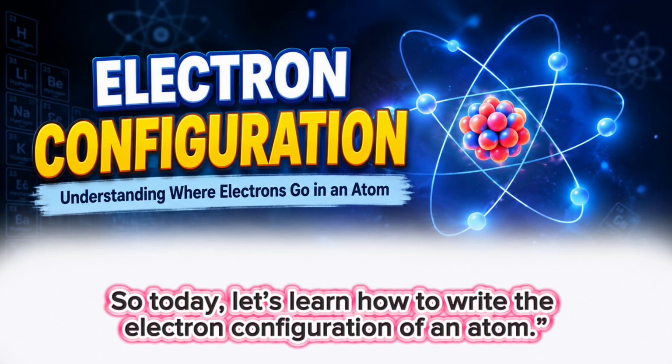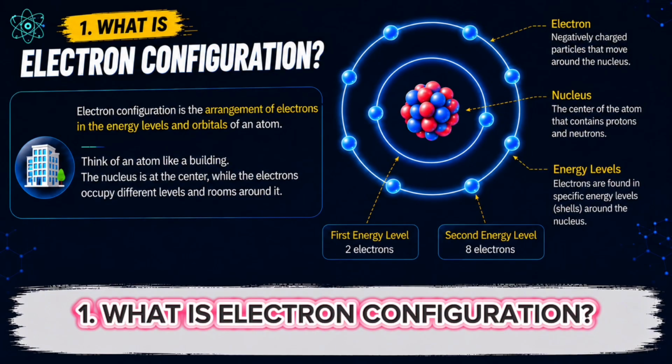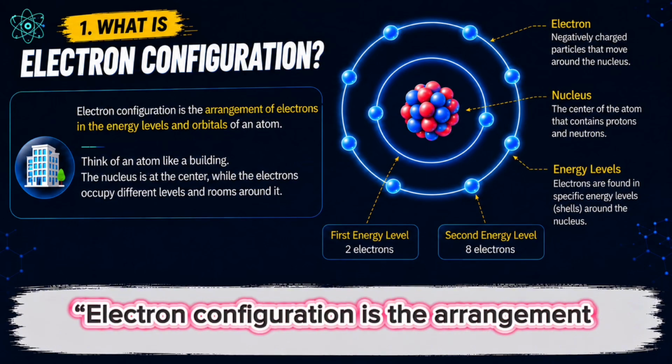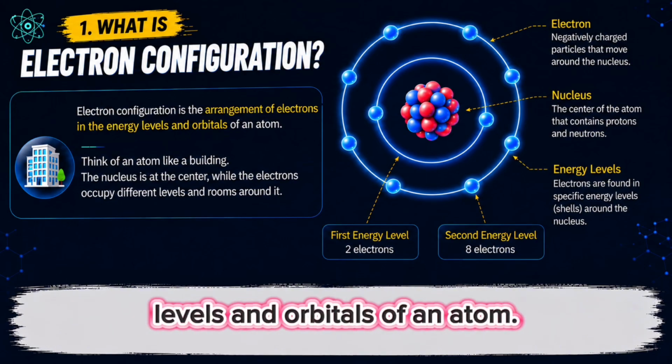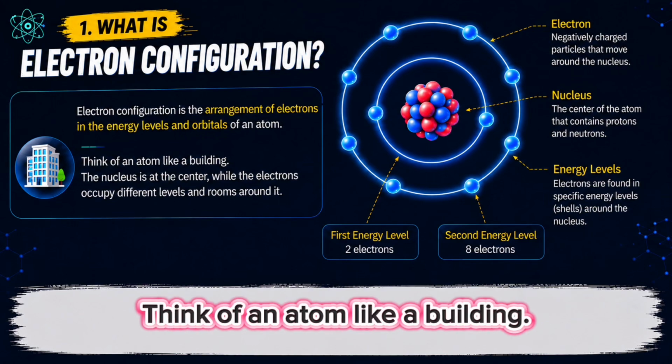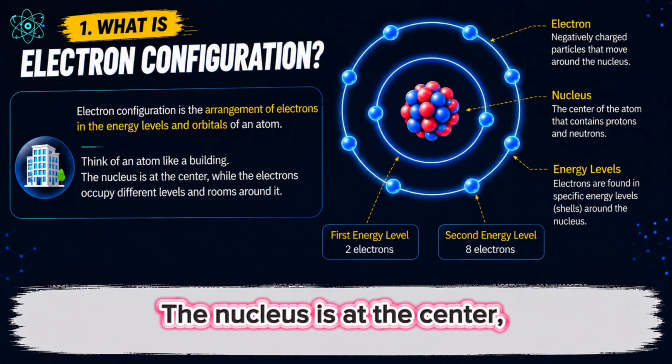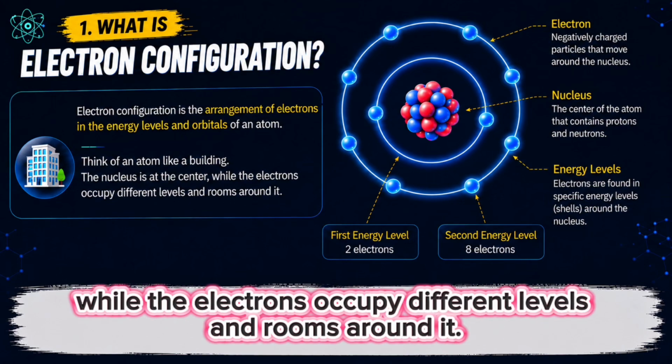So today, let's learn how to write the electron configuration of an atom. 1. What is electron configuration? Electron configuration is the arrangement of electrons in the energy levels and orbitals of an atom. Think of an atom like a building. The nucleus is at the center, while the electrons occupy different levels and rooms around it.